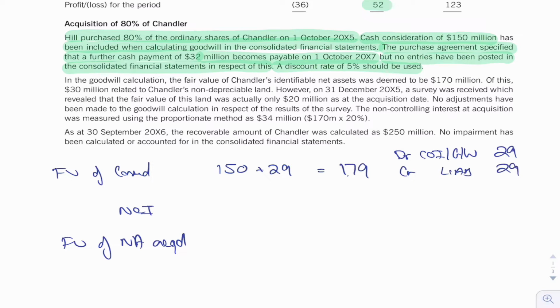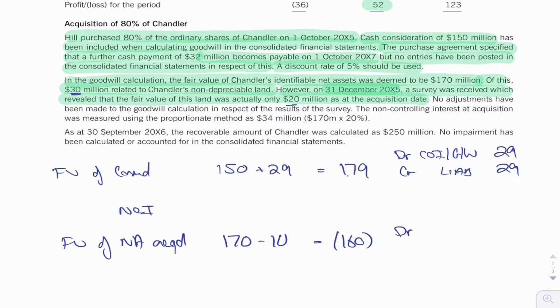So far, so good. In the goodwill calculation, the net assets were 170. Of this, 30 was for land. However, a survey was received in December X5, which is 3 months after we bought it, that revealed the fair value was only 20, not 30. As it was received within 12 months, we take it into account. So the fair value of net assets acquired isn't 170, it's 170 minus 10, because it included 30 which should have been valued at 20. So it's in at 160.